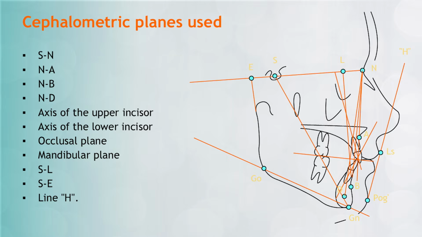Axis of the upper incisor, axis of the lower incisor, occlusal plane, mandibular plane, CL, psi, line H, where you can evaluate if the patient has a good maxillomandibular relationship with SN, NI, A, and B. And we can know dental relationship, soft tissue relationship, incisor relationship. We achieve all that with the Steiner analysis. But you can use the analysis that is more favorable.